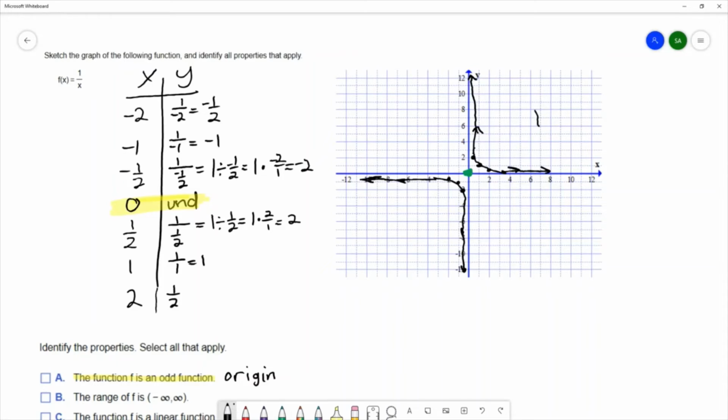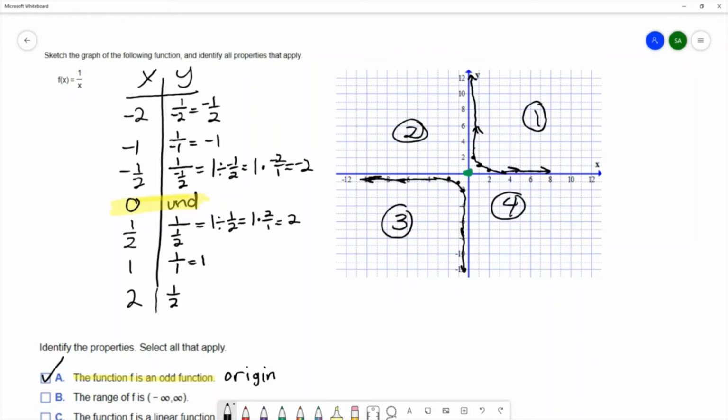So if we look at quadrant 1 as well as quadrant 3, we can see we have a mirror over that origin. If we look in quadrant 2 as well as quadrant 4, you can see that they're both empty, creating a mirror image in those quadrants. So we would select that this function is an odd function.